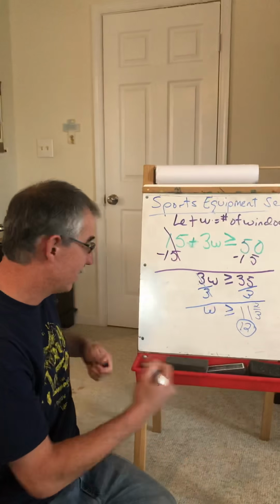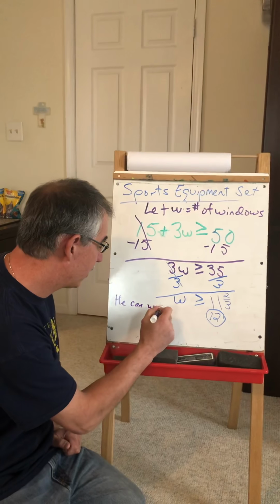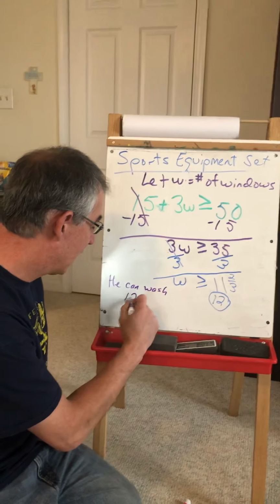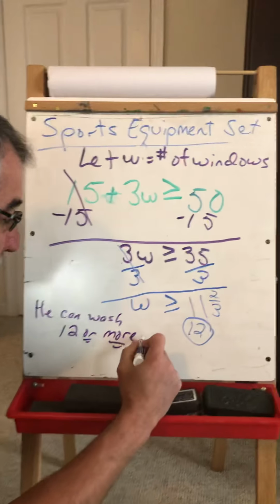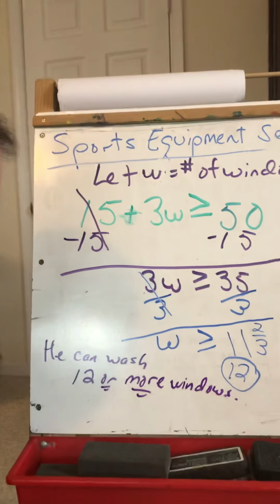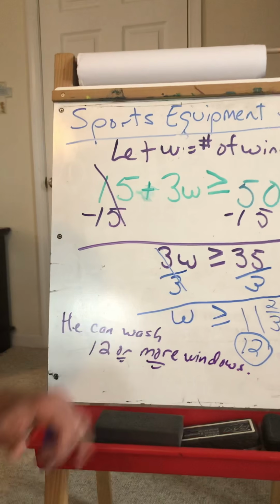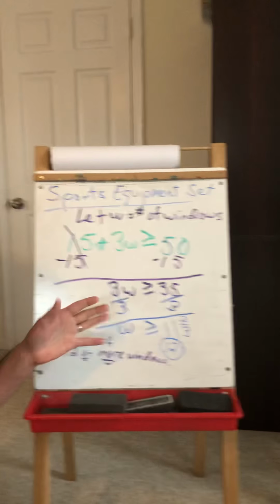So let's write a sentence over here. He can wash 12 or more windows. I am sorry for the sloppy writing. I'm not neat anyway, but I think you can read that. He can wash 12 or more windows. That's what this means.